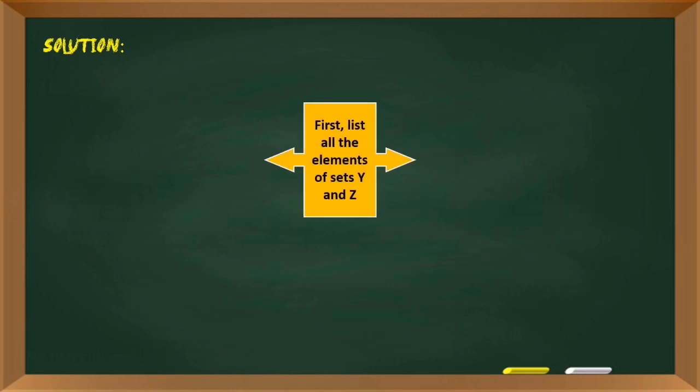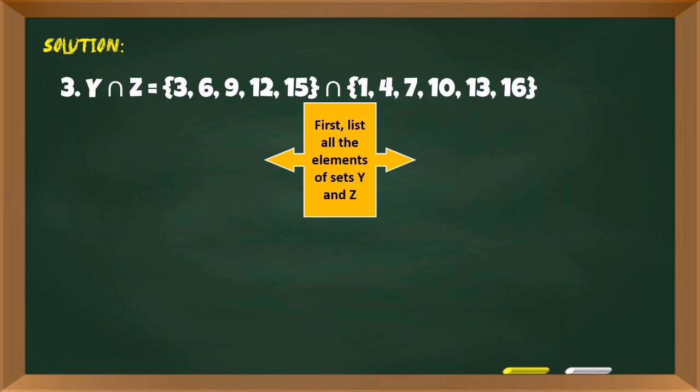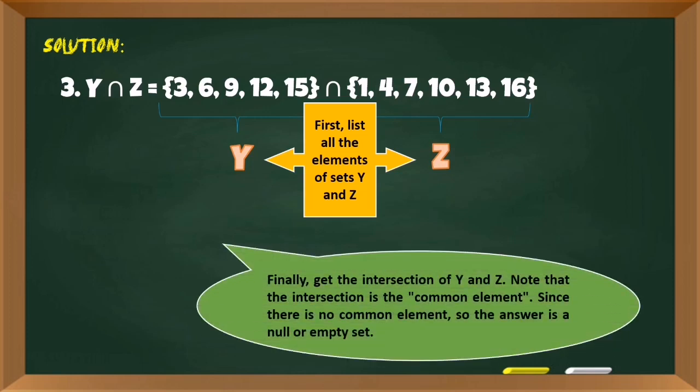Let's have another example for intersection. Again, first, list all the elements of sets Y and Z. So these are the elements of set Y, and these are the elements of set Z. Finally, get the intersection of Y and Z. Note that the intersection is the common element. Since there is no common element in set Y and set Z, therefore, the answer is Y intersection Z is a null or empty set. Wow!